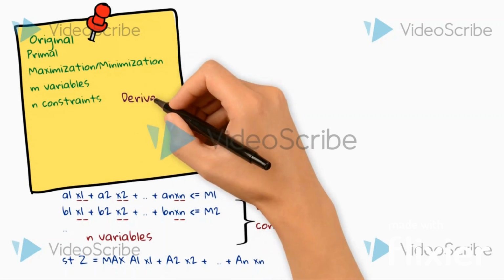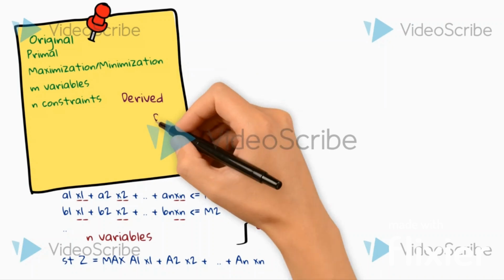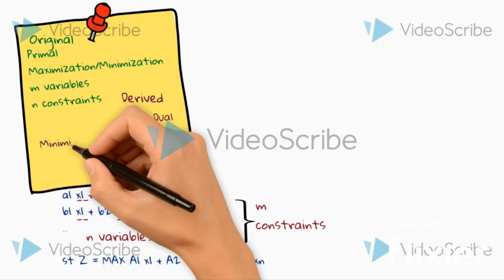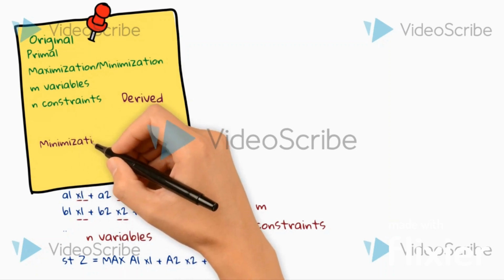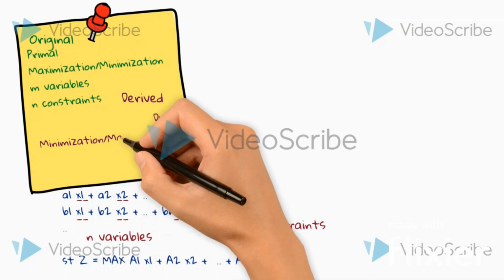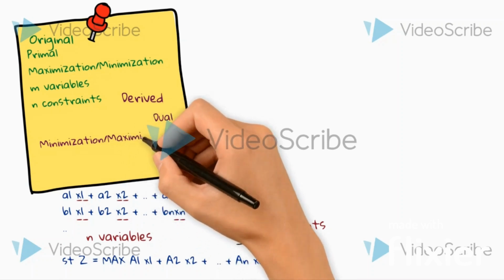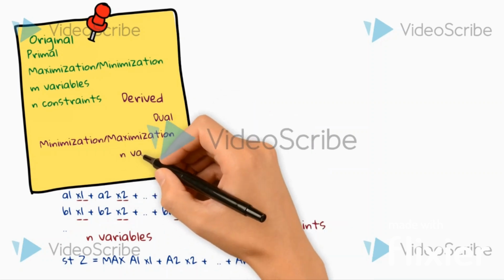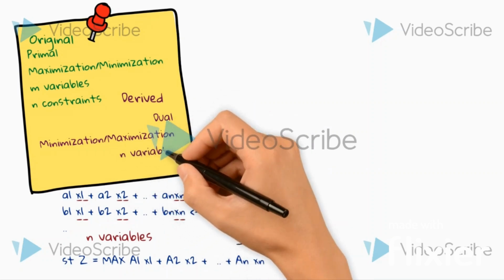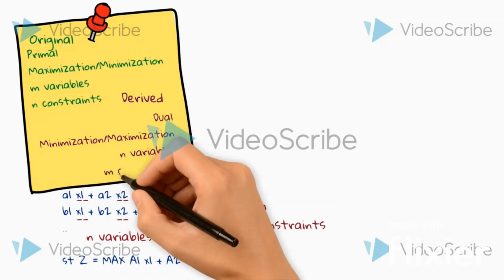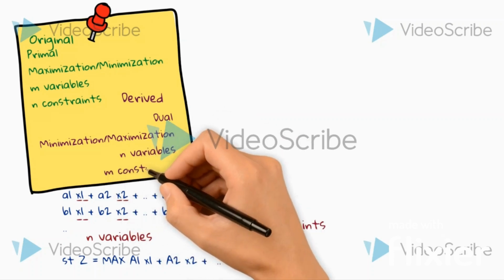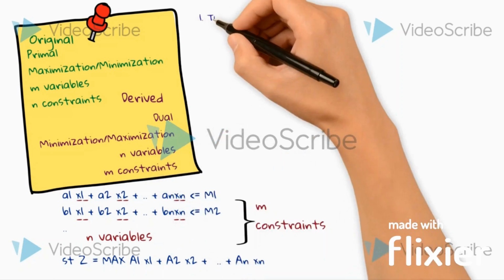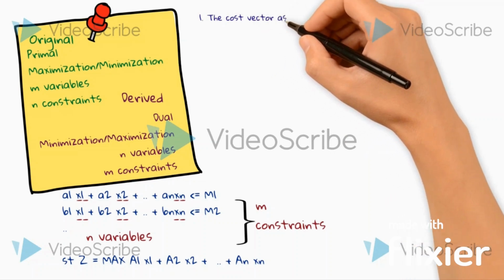The derived form that we need to get from the original is also called the dual. If the primal is a maximization problem, the dual is a minimization problem. If the primal is a minimization problem, the dual is a maximization problem. And if the primal had m variables and n constraints, our dual will have n variables, and there were n constraints here, here there are going to be m constraints. So if we took the primal as a matrix, we can see that the dual is a transpose of this matrix.